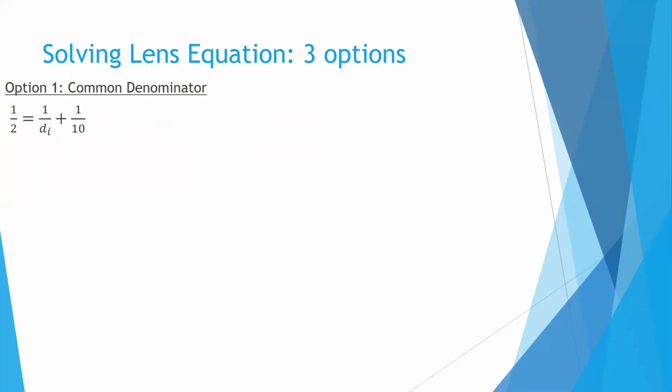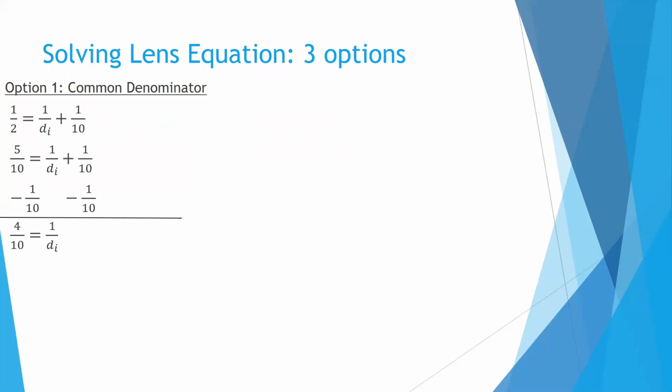So half of 10 is 5. So 1/2 is equal to 5/10. Same thing, we just have to solve for DI. So we subtract 1/10 from both sides. 5/10 minus 1/10 is 4/10. That's not our final answer though, because that's 1 over DI. We want to just get DI by itself. We don't want DI in the denominator. We want it in the numerator.